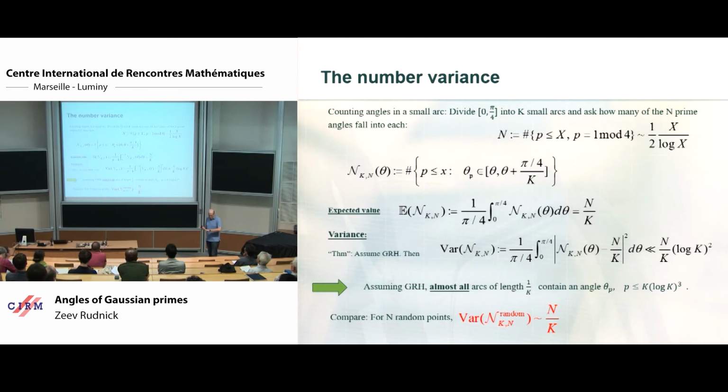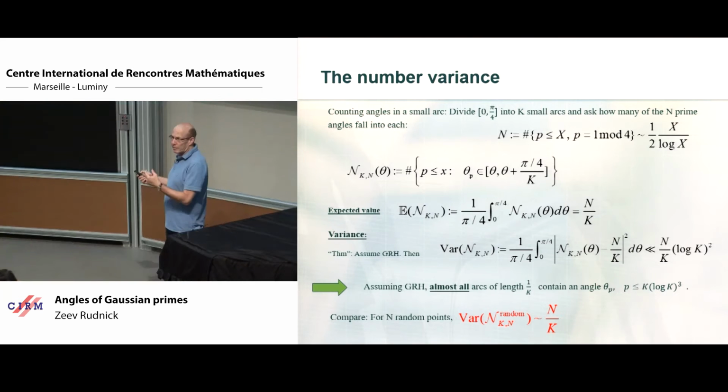So here's the basic quantity. This is what my talk is really about, the number variance. So you take this interval between 0 and pi over 4, where all the angles lie, divide it into 1,000,000 equally sized intervals, and you get a random variable, which for each of these intervals, these bins, you ask how many of the n angles fall into that bin. So n is the number of angles I have when you take primes up to x, which is half x over log x.